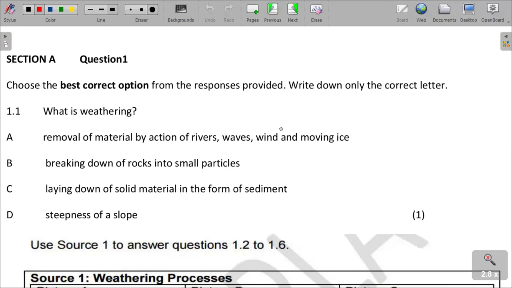So weathering is the breaking down of rocks into small particles. Soil is formed from what? From rocks. That is how soil is formed. Of course, not only rocks, we also have other decomposing matter that can aid in soil formation. But when we talk about weathering, it is the breaking down of rocks into small particles.